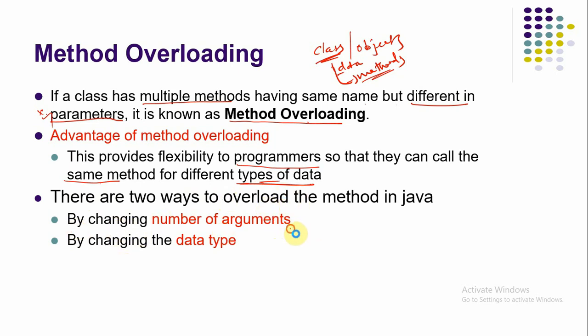So how can you overload a method in Java? There are two ways. One is by changing the number of arguments, that is, the number of parameters, and the other is by changing the data type also. Let's understand this method overloading with a program.